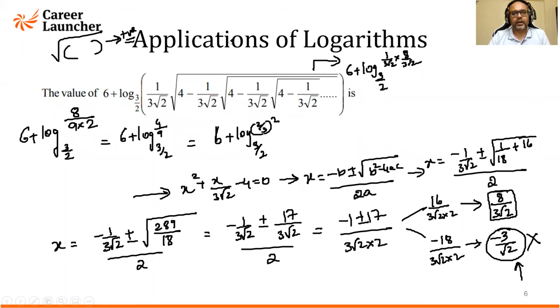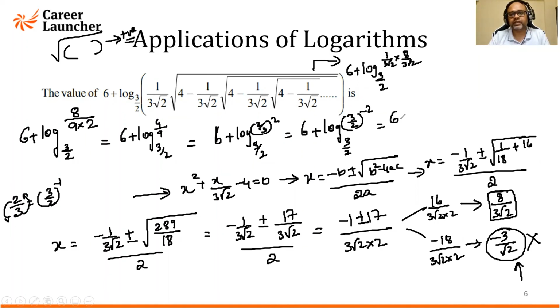Correct? So what do we have here? This is 6 plus log, I can write it as 3 by 2 to the power of minus 2. Now how am I able to do that? Because if I have 2 by 3, I can write it as 3 by 2 to the power of minus 1, basically taking 3 up and bringing 2 down. So the entire power will become negative. That is how I'm able to do this. So this will become 6 minus 2 log 3 by 2 to the base 3 by 2, which is basically 6 minus 2, and it is 4. So the answer finally is 4.